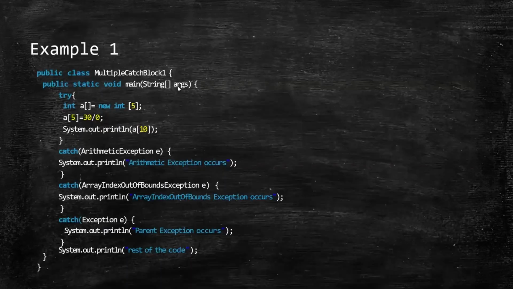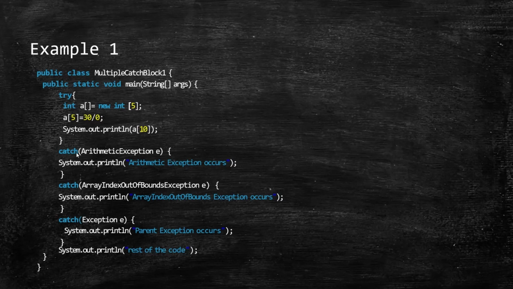Then here we have an example. Here you can see, firstly, under the try block we have an array of size 5, but you're trying to access a fifth value, which is 30 divided by 5. So here you can notice, firstly we are trying to access a value of an array which does not exist, which is out of its bound, and secondly we are trying to divide a number by 0. So here we have chances for more than one exception. So let's see which exception our compiler will throw first.